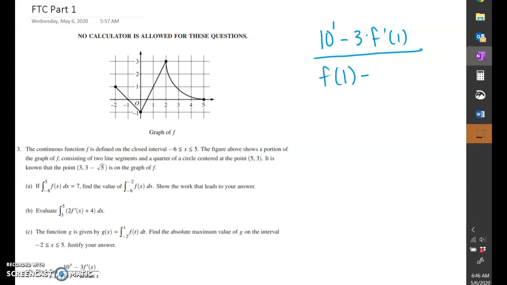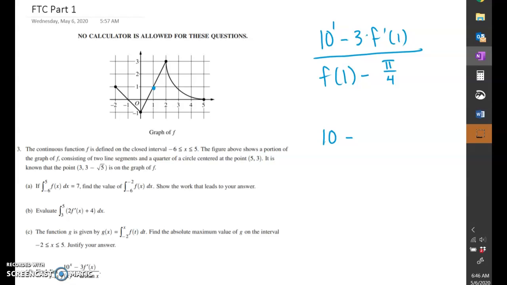minus arctan of 1. Oh, now it's also bringing up trig. So arctan means the angle that gives me a tangent of 1. So that's going to be pi over 4 because that's when sine and cosine are equal. All right, so 10 to the 1 is 10.